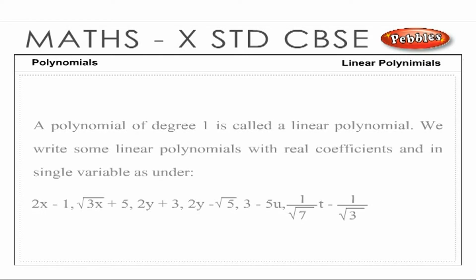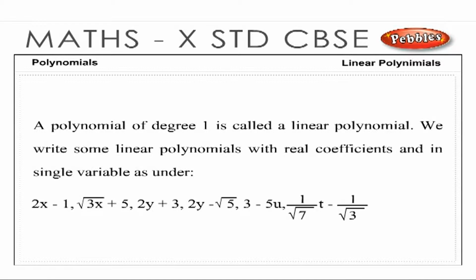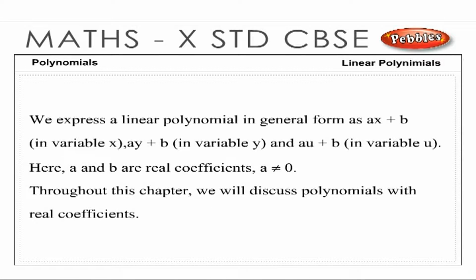Linear polynomial. A polynomial of degree 1 is called a linear polynomial. We write some linear polynomials with real coefficients and in single variable as under. We express a linear polynomial in general form as ax plus b in variable x, ay plus b in variable y, and au plus b in variable u. Here, a and b are real coefficients, a not equal to 0. Throughout this chapter, we will discuss polynomials with real coefficients.